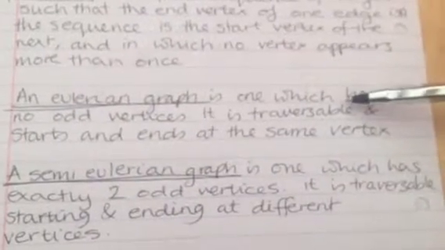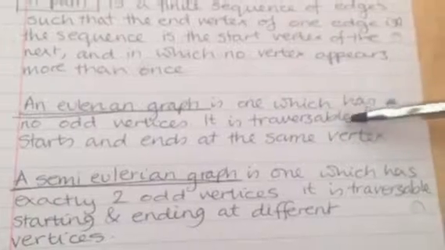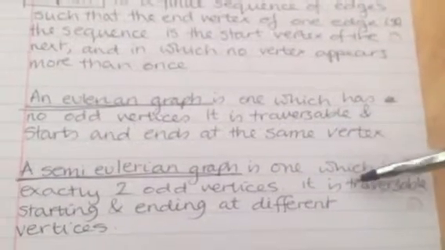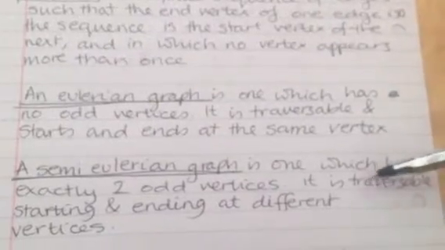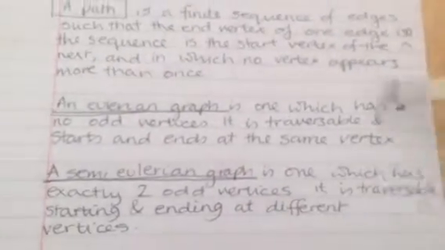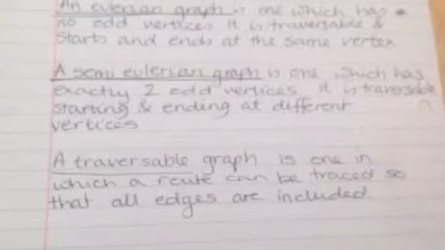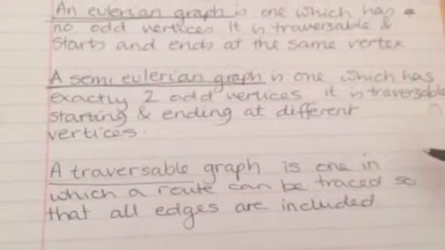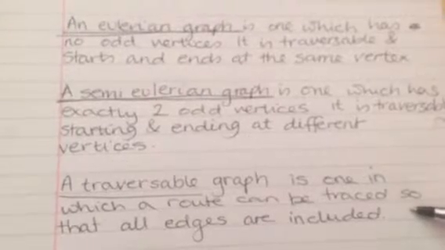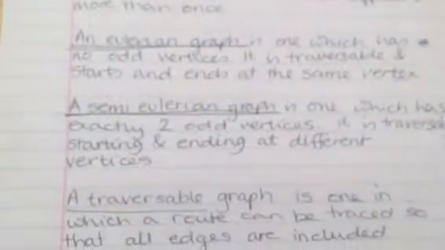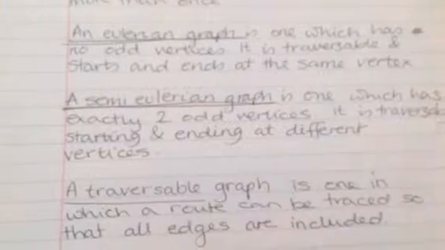So an Eulerian graph is traversable, starting and ending at the same vertex. A semi-Eulerian graph is traversable, but only if you start and end at different vertices. And a traversable graph is one in which a route can be traced so that all edges are included. So those are key definitions that you need to learn in this topic.